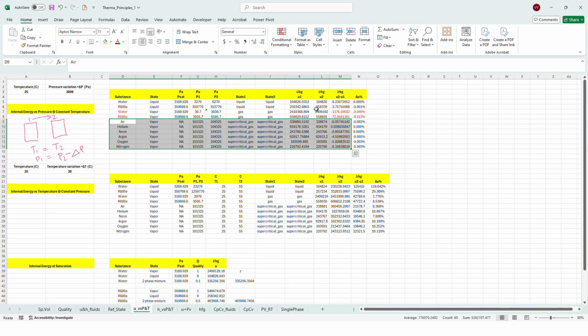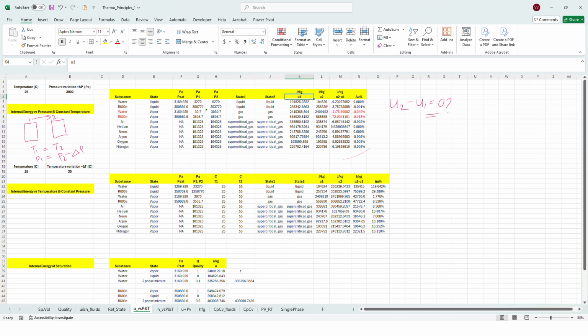You can see the P1 and P2 are calculated based on the saturation pressure for these two-phase fluids, and then they are calculated for the liquid state in one scenario and for the gas state in the other scenario. And then you have the two different internal energies. What we're looking for is how U2 is changing: is U2 minus U1 zero or not?